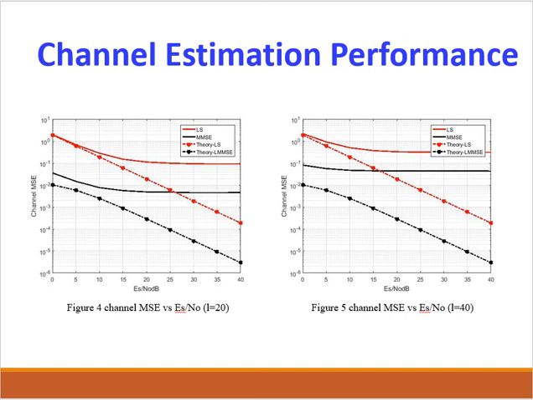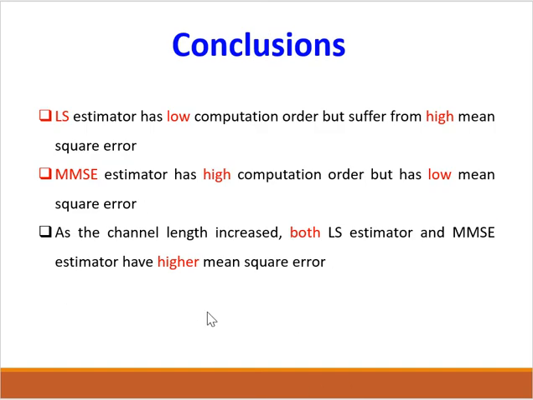So we can draw the conclusions. Firstly, the LS estimator has low computation order but suffers from high mean square error. Secondly, the MMSE estimator has high computation order but has low mean square error. And as the channel length increases, both the LS estimator and the MMSE estimator have higher mean square error.